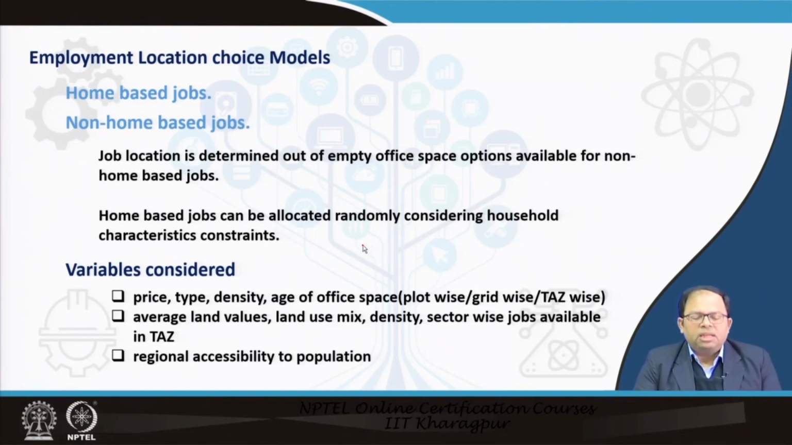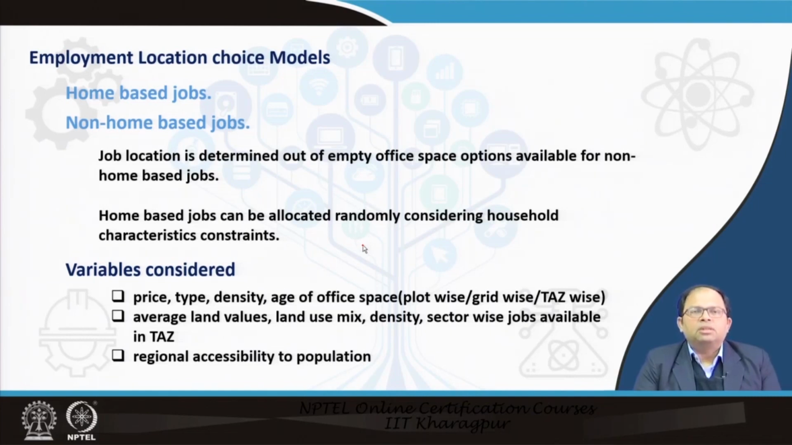So this employment location model looks into this, and then home-based jobs could be allocated randomly considering household characteristics constraints. Whereas non-home based jobs are in commercial areas, where in commercial land use we have to shift them, home-based jobs are basically jobs which could be carried on at home, and that means that certain households are more susceptible to have a home-based job. For example, a household having only a single person who is already employed in a non-home based job probably doesn't have a home-based job.